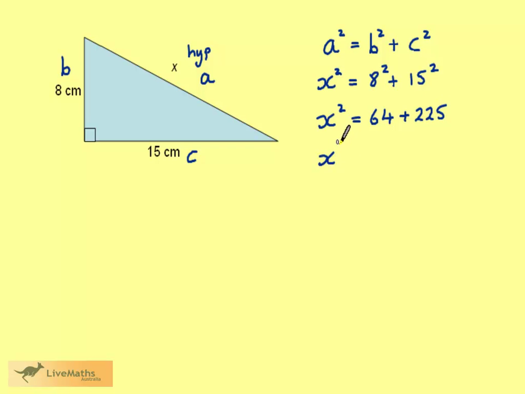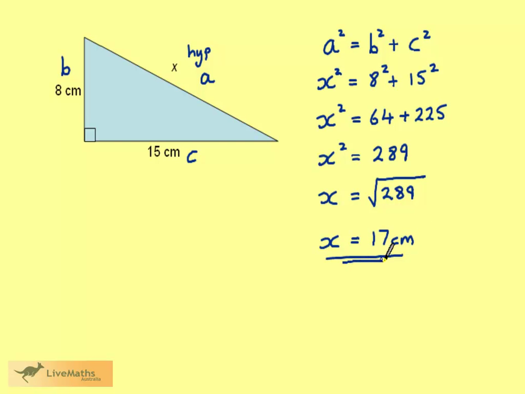So x squared is equal to 289. Square root both sides, and x is equal to the square root of 289. Calculating this gives us exactly 17, so x is 17 centimeters.